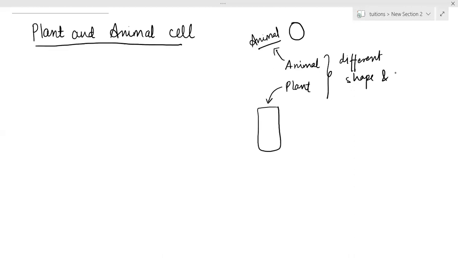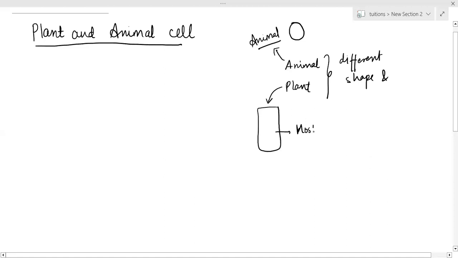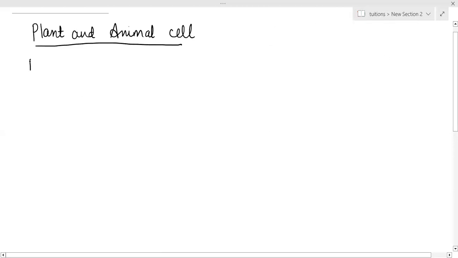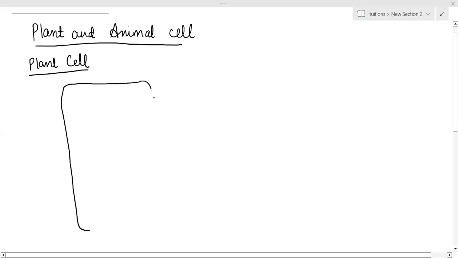But the one cell which has most of the features present in plant or in animal cell, we're using that particular cell specifically. So in plant, we'll be majorly talking about the palisade cell. So first, let's have a look at the plant cell here. For the plant cell, as I said, I'm going to use a palisade cell. This palisade cell is present in the leaf.